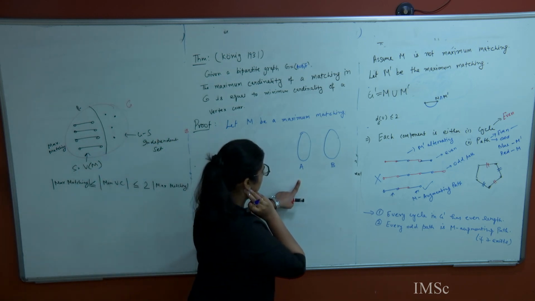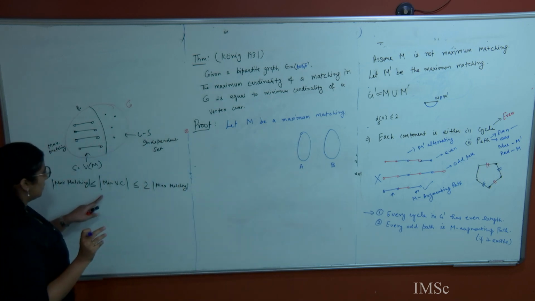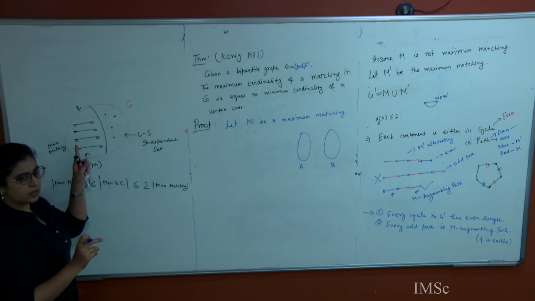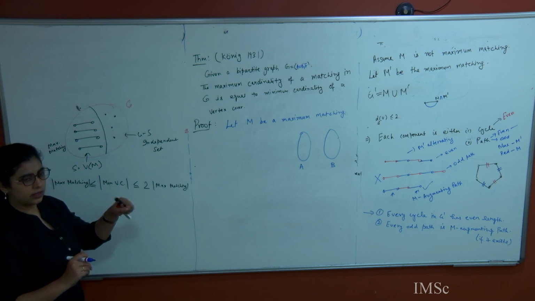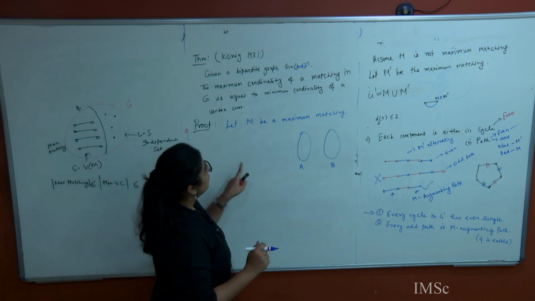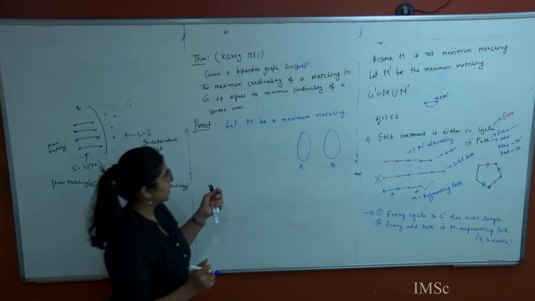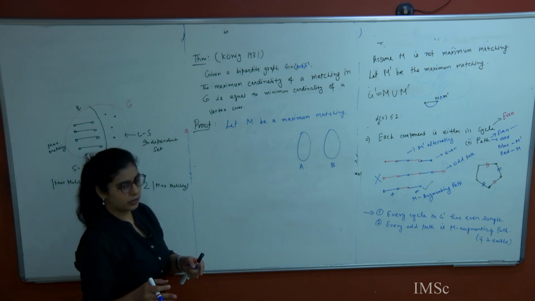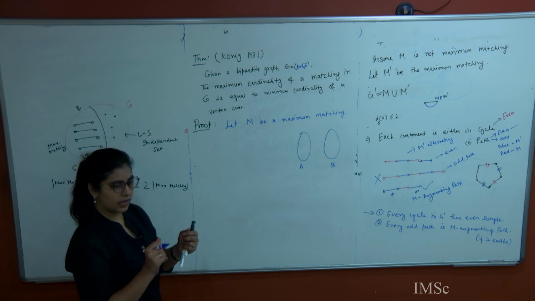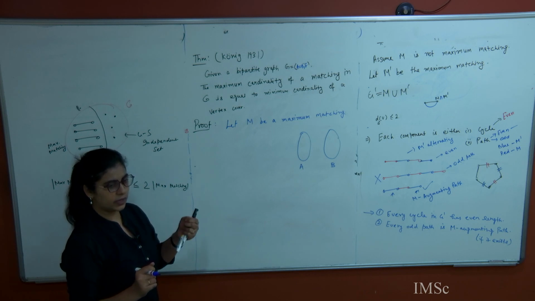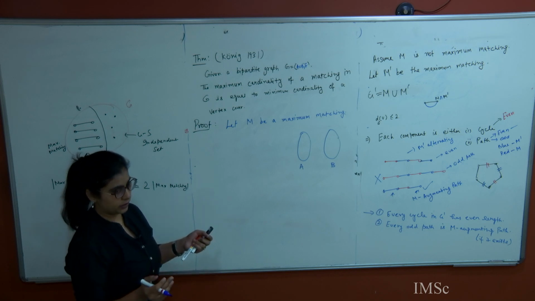Now we want to pick some vertices. We saw that for every matching edge, we need to take one endpoint into the vertex cover. That is necessary. Here we are trying to prove that the maximum cardinality of the matching is the same as the size of the minimum vertex cover. So from each matching edge, we have to pick exactly one vertex, and that will give us a minimum size vertex cover.